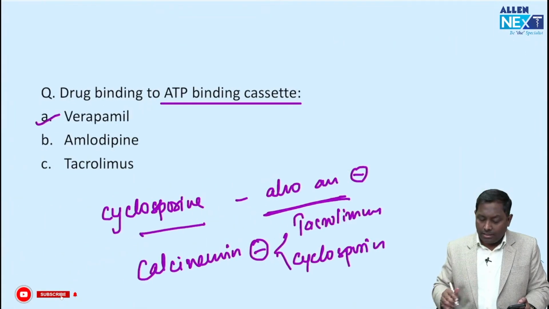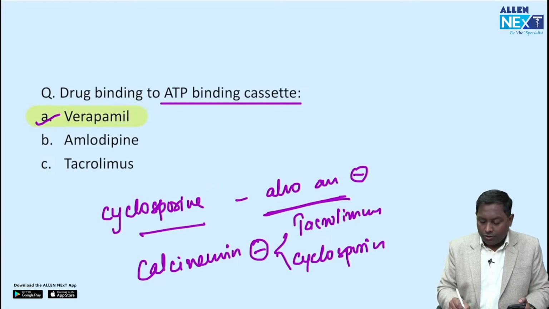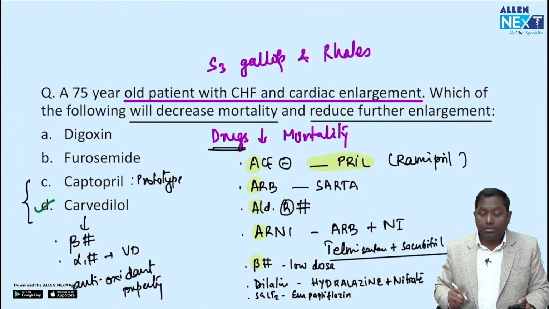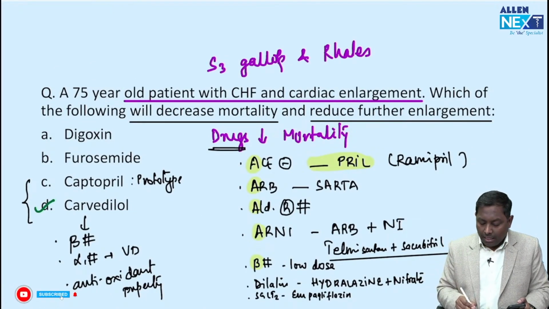Next that we are having is the drug that binds to the ATP binding cassette; the drug that will be working is known as your verapamil. Next that we are having is a congestive heart failure patient with cardiac enlargement, which drug can reduce further enlargement. Among captopril and carvedilol, I would say prefer your carvedilol.